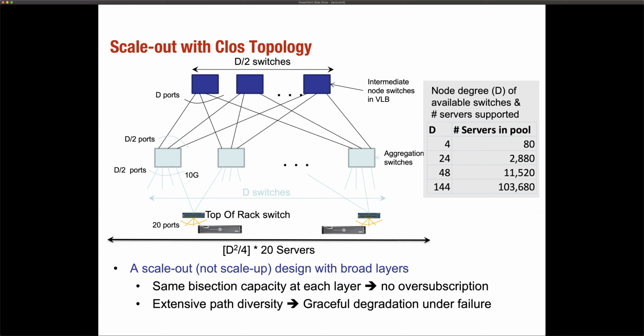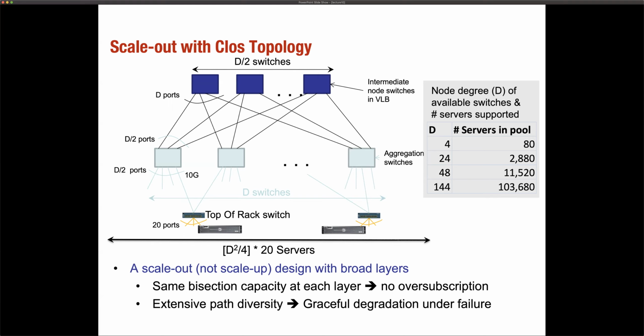The top layer is using all these D ports to connect to the aggregation switches, right? And it is connecting to all the aggregation switches. So it has D ports. Then you can think that there are D aggregation switches, right? And because each of the aggregation switches is only using D/2 ports to connect with the intermediate node switches, only D/2 switches are required at that level of hierarchy, right? So at the top, you have D/2 switches.